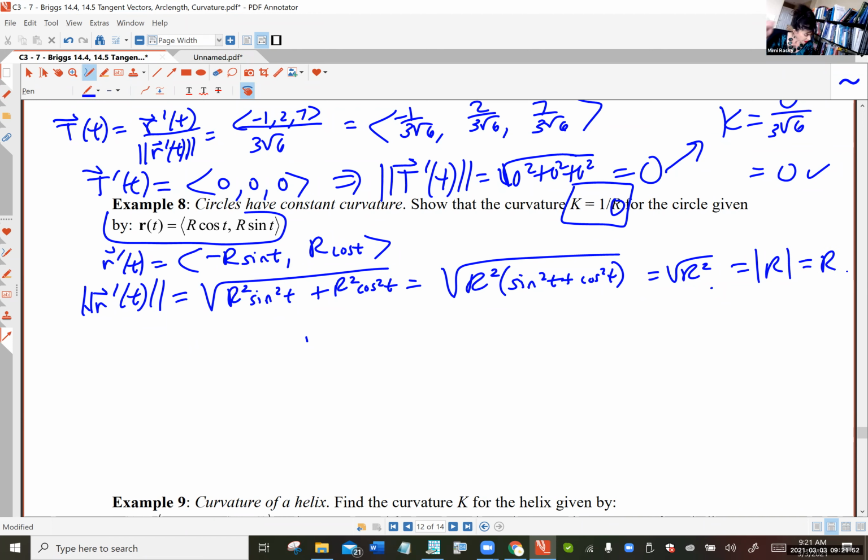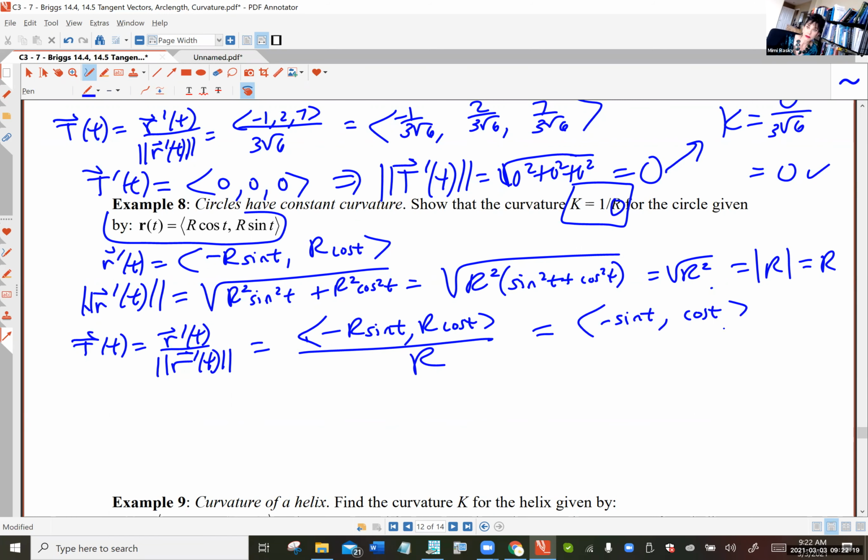Okay, now what? Well, we're going to put the unit tangent vector together, because that's what we're on track for here. So here's my velocity vector, and I'll divide by the magnitude. Hey, and the r's cancel. Woohoo! So I get this for my unit tangent vector: negative sine t, cos t.